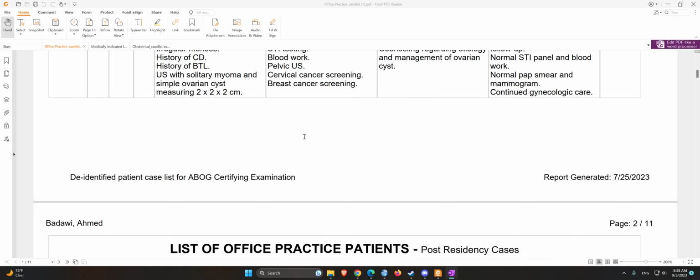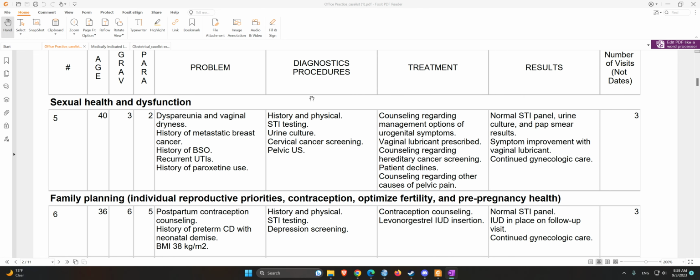Also the presence of a positive whiff test, which is done by collecting the discharge with a Q-tip and then placing it on a microscope slide and waiting for the discharge to dry. And then a whiff test is confirmed by applying 2 drops of 10% potassium hydroxide to the slide, and with the development of a fishy or an amine odor, that would be considered a positive whiff test, and that is about 80 to 90% specific for BV.